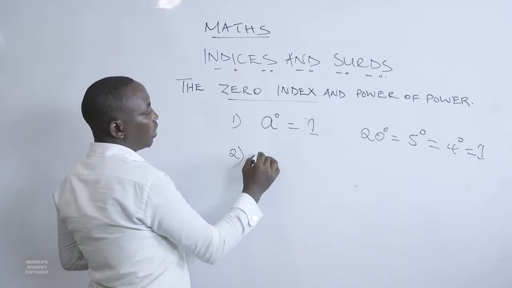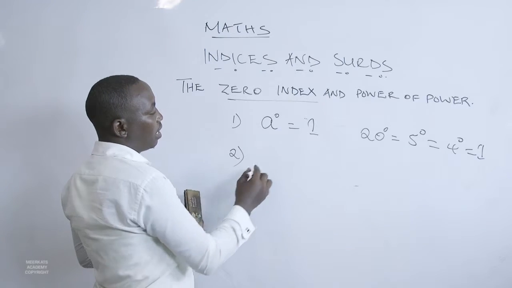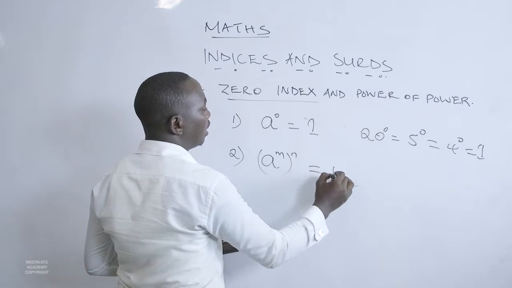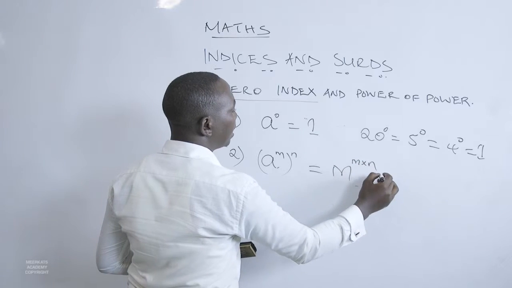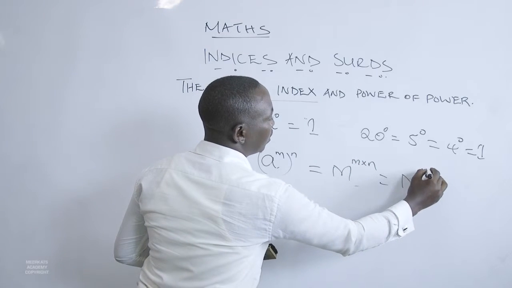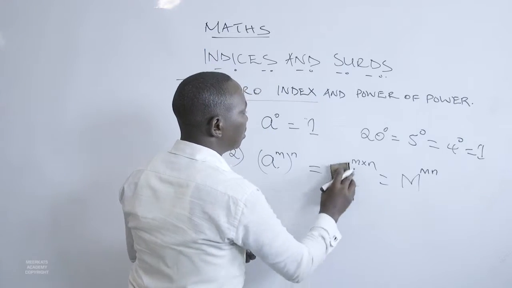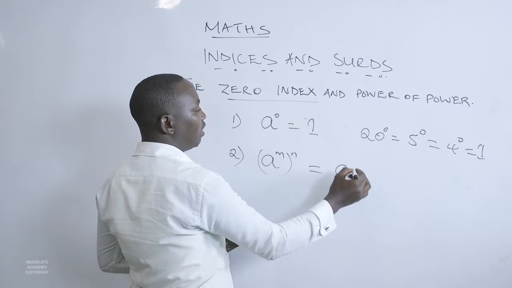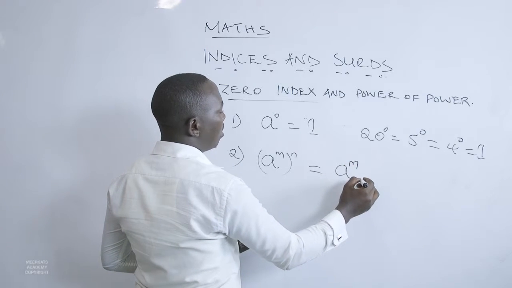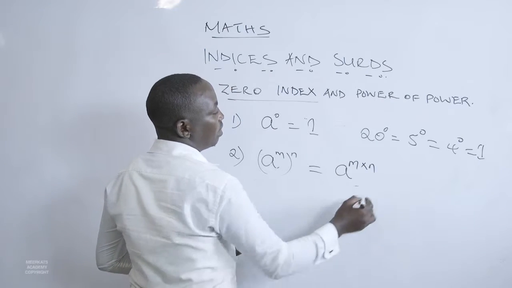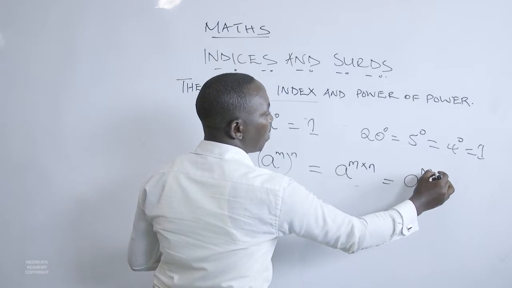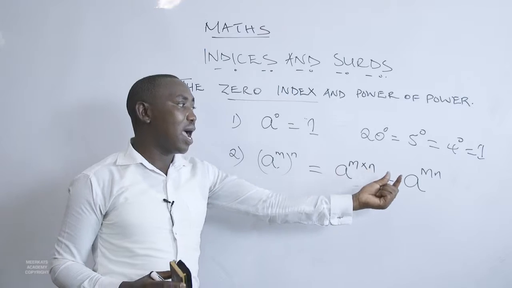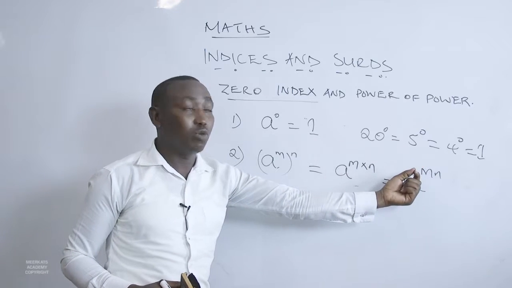Then number 2, we are saying that if you have A raised to the power of m, again this one raised to n, if we have A raised to m, then the whole of it raised to n, this shall give us A raised to m multiplied by n, which will result in A raised to mn. So for a power raised to another power, we multiply, or we get the product of the two powers.